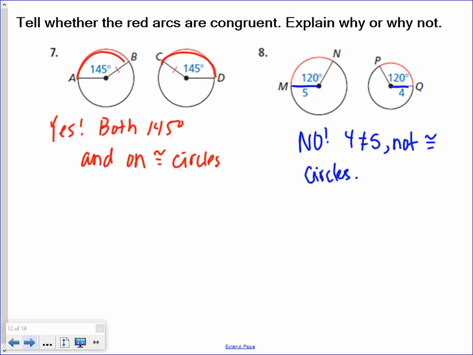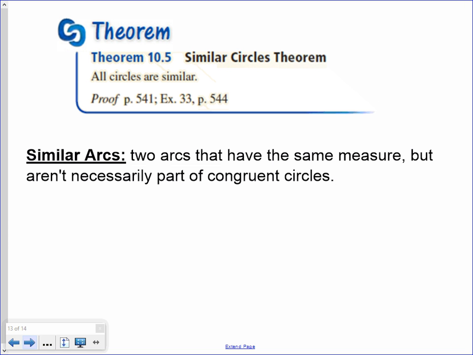Similar arcs. If you remember back to triangles, we talked about congruent triangles that were exactly the same. And then we talked about similar triangles. Similar triangles looked the same, but one was bigger than the other. So that's kind of like those arcs right there. So similar arcs typically have the same measure, but they're not part of congruent circles. So they're different sizes. They have the same measure, but they're different lengths because they're not on congruent circles.